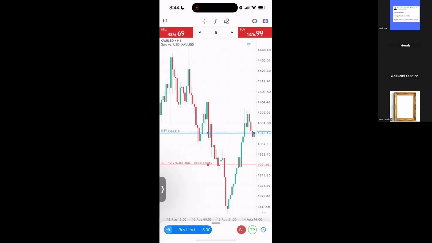Think about it. If you are using 5 lots, per pip is how much? Do the math. You should know per pip for 5 lots is how much. If one lot is $10 per pip, for 5 lots it will be 50. $50. Now multiply it times 254. You get that same figure.